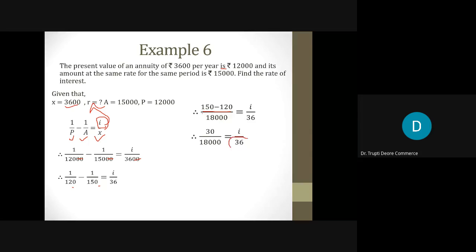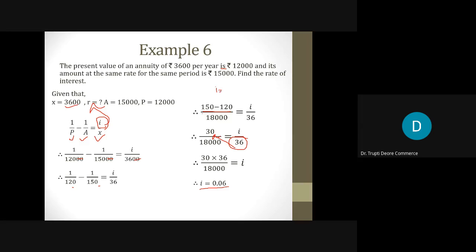Now this 36 is here divided to I. So when we transfer it, it will be multiplied to 30. So next step will be 30 into 36 divided by 18,000 equal to I. When we simplify this, we get the I value as 0.06. It's the I value. What we have to find out? The rate of interest. So rate of interest, how you calculate I?